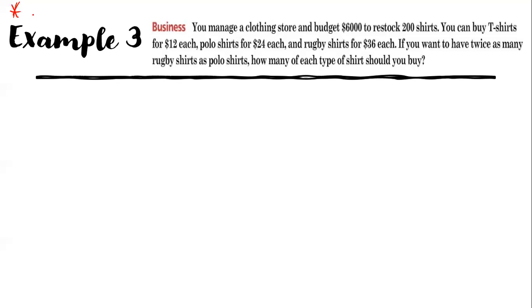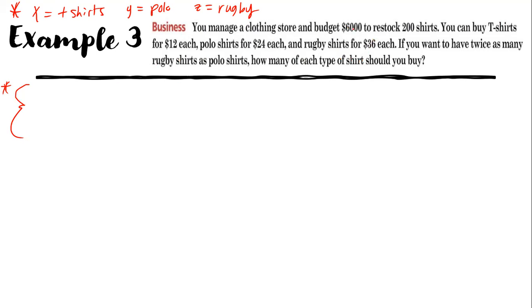So to begin this problem, you're going to first need to say what variable is what. So you're going to let x, y, and z be something. So we're going to let x equal our t-shirts, y equal our polo shirts, and z equal our rugby shirts. So we're going to establish what our variables are. Then we're going to have to create our system. So based on what we read, what is the system that we're working with?